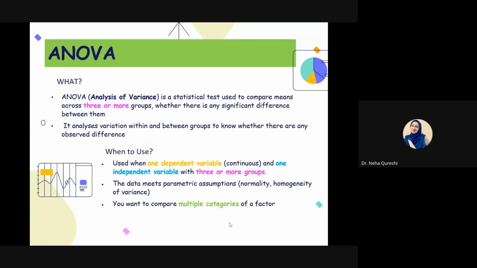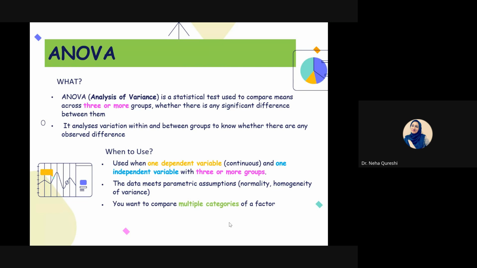Now, coming to ANOVA, the most used tool. ANOVA means analysis of variance. It is a statistical test which is used to compare means across three or more groups, and to see whether there is any significant difference between them or not. So when to use ANOVA? We use it when you have a single dependent variable, measured on a continuous scale, and you have one independent variable with three or more groups. That means your independent variable is categorical. So one dependent variable on a continuous scale and one independent variable which has categories. This is the best scenario in which we can use ANOVA.